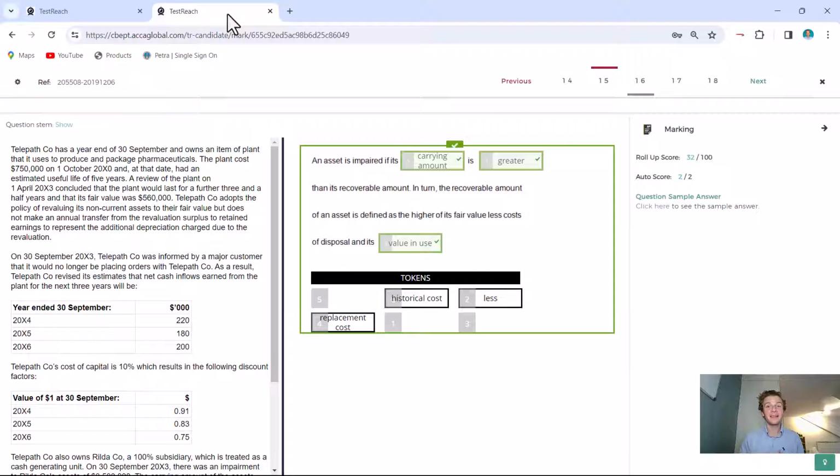So try to keep it simple for yourself: I've got the carrying amount, the value in the statement of financial position, less any accumulated depreciation, which is greater than the recoverable amount. So that is, what is the value of that asset currently, of its fair value, less any costs, and the key bit there is its value in use.